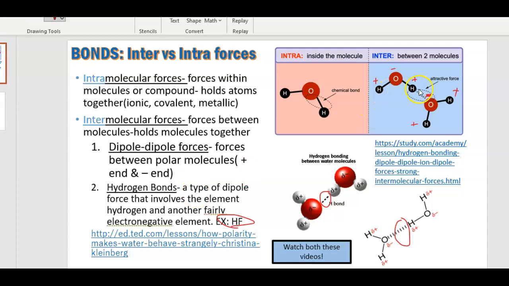Hydrogen bonds, this dipole-dipole attraction, but hydrogen has to be involved. This guy is probably the most polar molecule, or most famous polar molecule, ever.